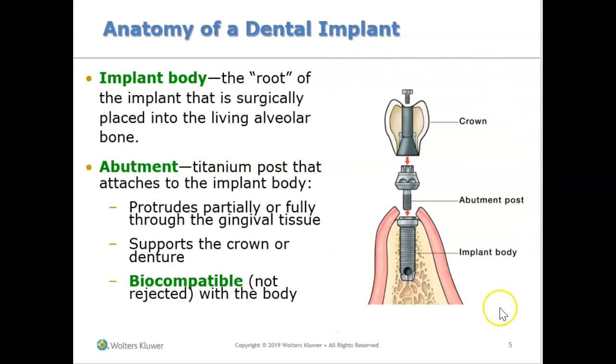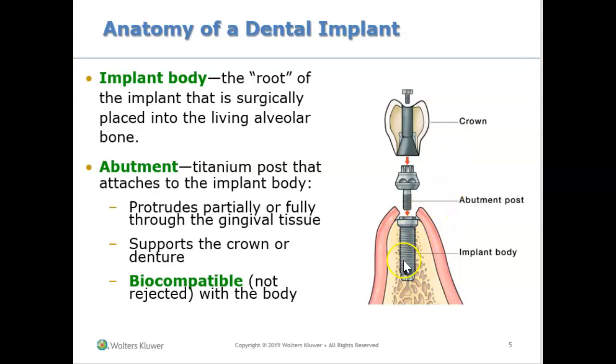Let's start by looking at the anatomy of a dental implant. When we're looking at implants, as we know, implants are very, very common these days. When there's a missing area, a missing tooth, an implant is probably the number one choice because it tends to be very successful and has great longevity, so it lasts a very long time.